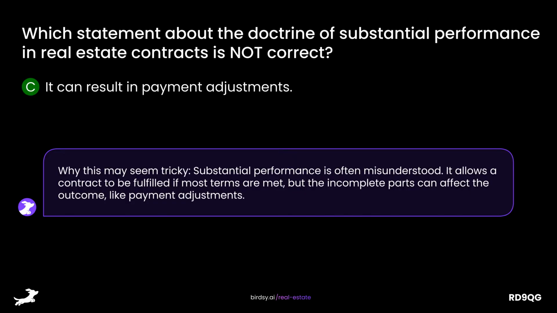Why this may seem tricky: substantial performance is often misunderstood. It allows a contract to be fulfilled if most terms are met, but the incomplete parts can affect the outcome, like payment adjustments.